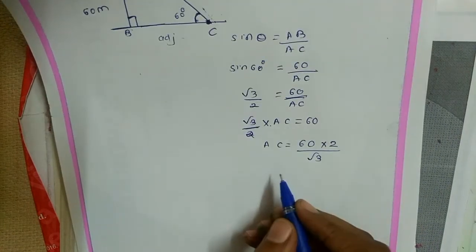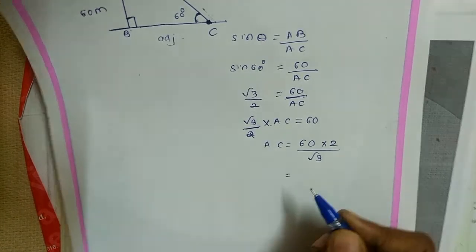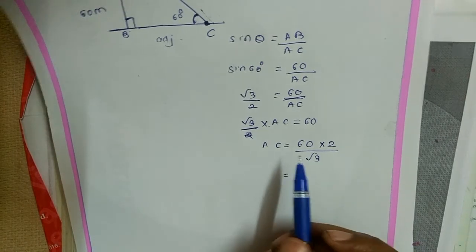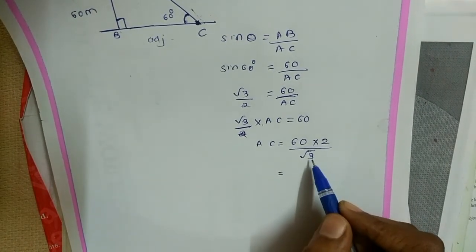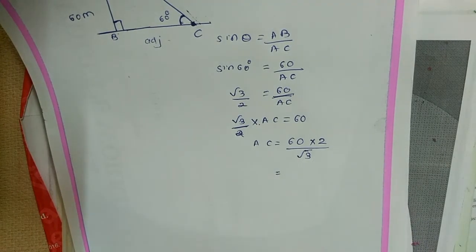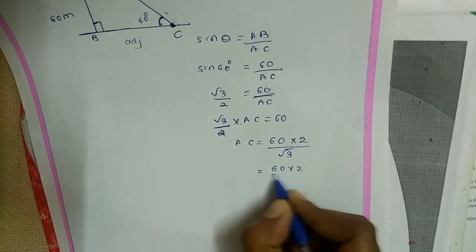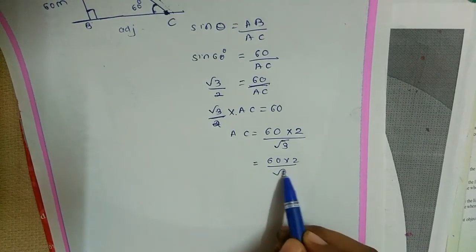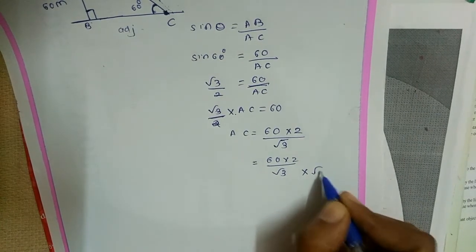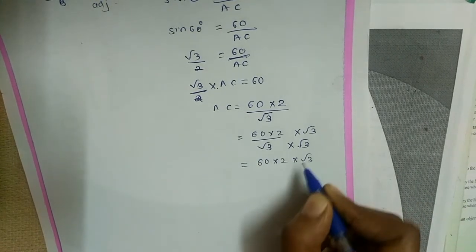As we know, we have to give the answer with a rational number in the denominator, so we should remove this irrational number from the denominator. We cannot directly cancel this root 3, so we have to rationalize it. I keep 60 into 2 as it is over root 3. To rationalize, we multiply with root 3 in the numerator and the denominator, so 60 into 2 into root 3 over root 3 into root 3.